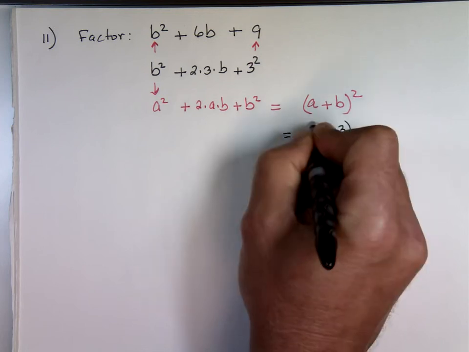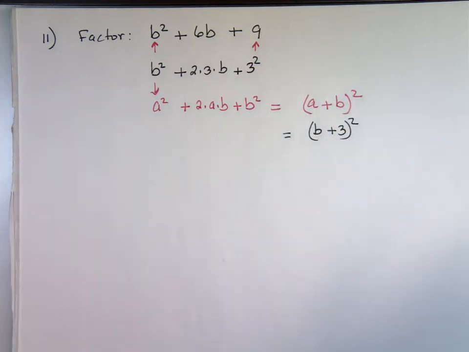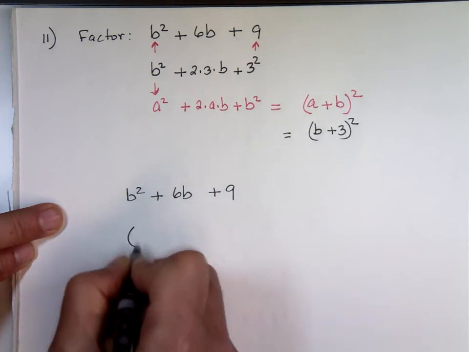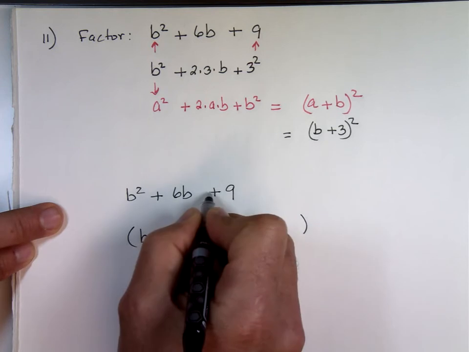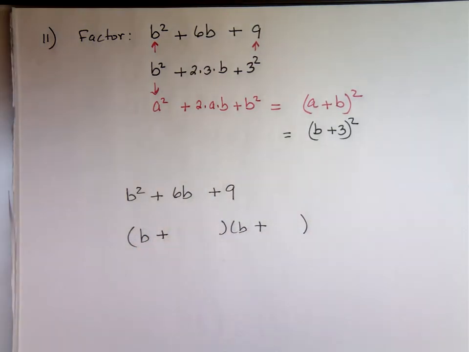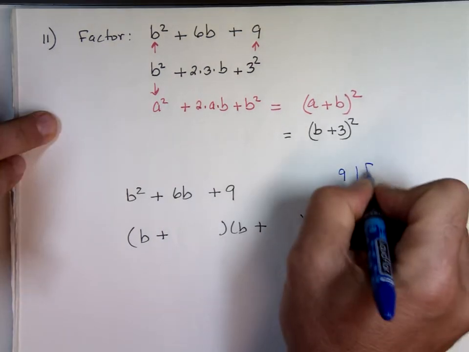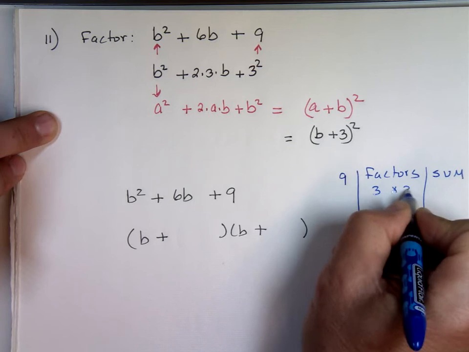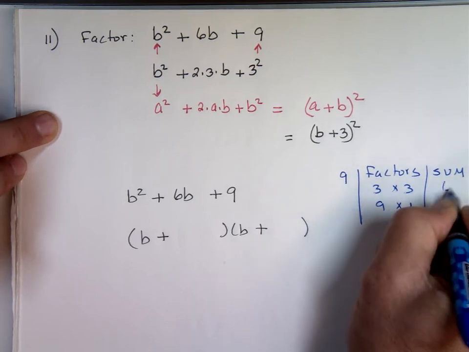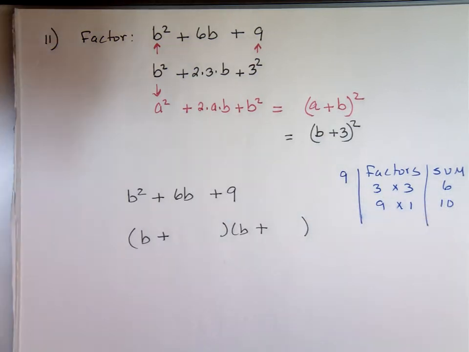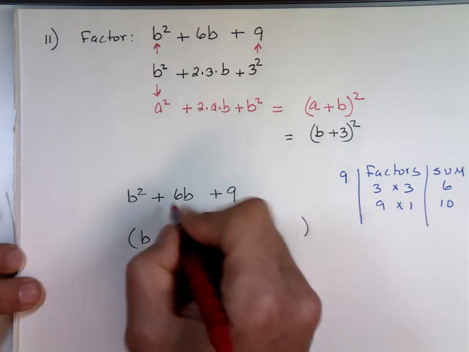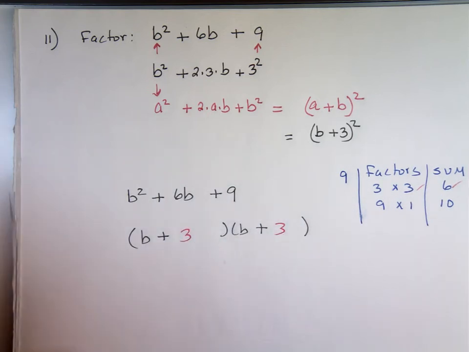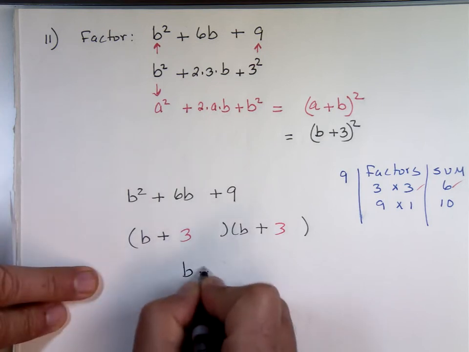If you don't like that, go back and do it the other way. Go b squared plus 6b plus 9. The b squared is b and b. This is positive. That tells me both signs are the same. And when you take the 9 and you list the factors of the 9 and the sum, 9 is 3 times 3 or 9 times 1. The sum is 6. The sum is 10. You want your sum to be 6, just like this. So it's plus 3, and notice you have a match. They're the same thing. So you can write that b plus 3 squared.